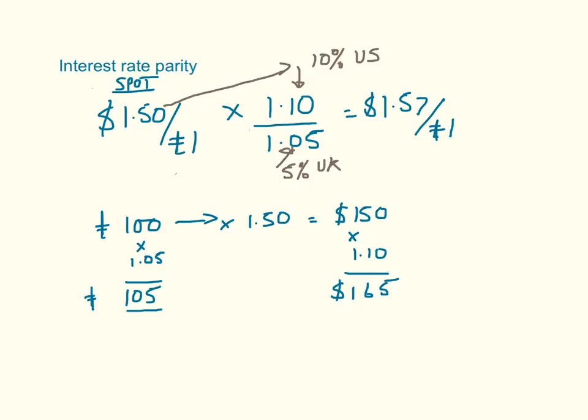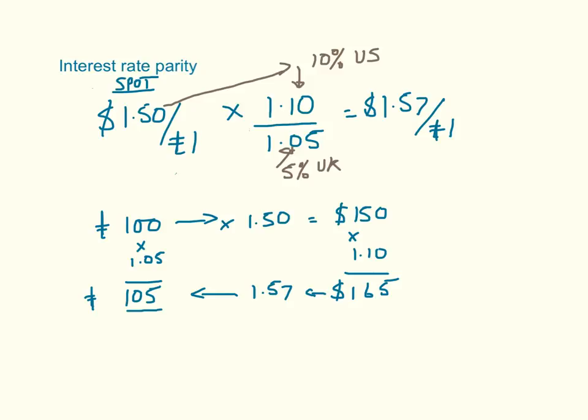The $165, if you were then to convert it back at what will now be the current exchange rate, which would be $1.57, will of course give you £105, which means that you will be no better off.